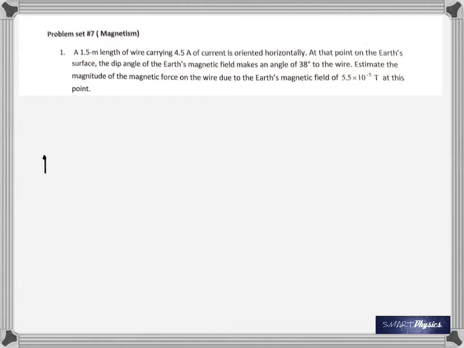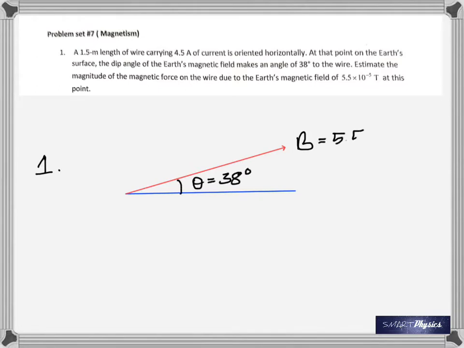So when you sketch a diagram, you're going to get something like this. You have the Earth's magnetic field, and the conductor is kept horizontally. And the angle between them is the dip angle, which is 38 degrees.